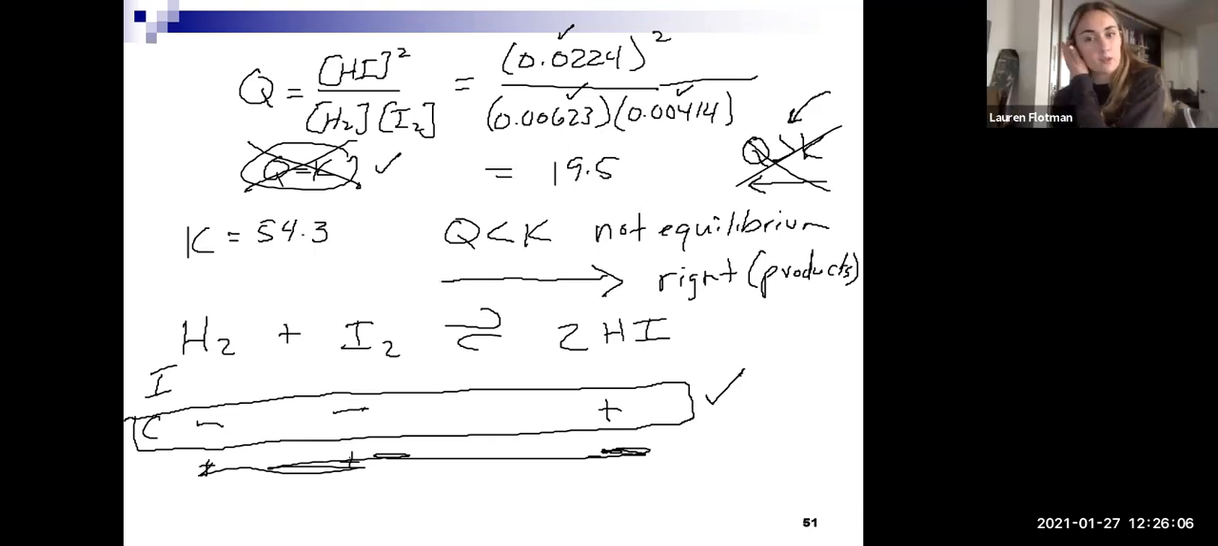This may be a silly question, but out of good habit, should we always be solving for Q before we go into the ice table?